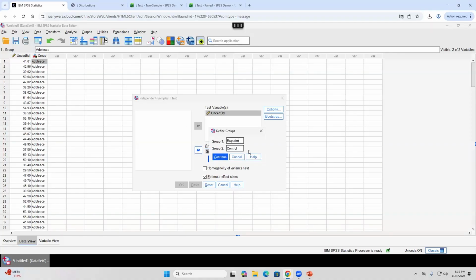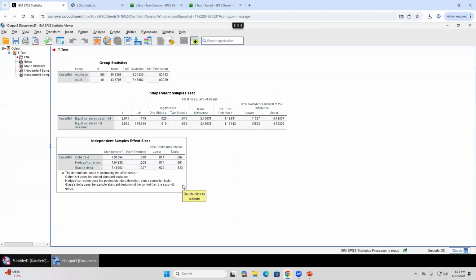Notice that it has populated it with your previous groups. So SPSS will do this if you're using it for multiple questions in a row. It will remember what your previous groups were, but those aren't the groups anymore. So we put in adolescent and adult. We hit continue and we hit OK. And we have ourselves our output here.